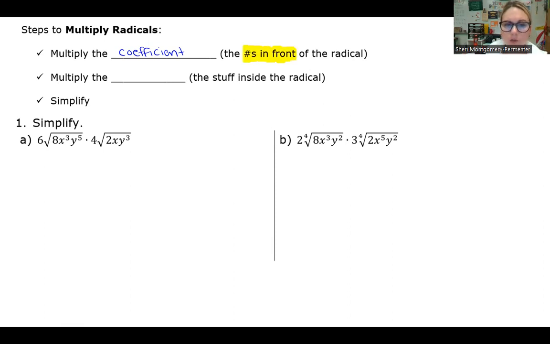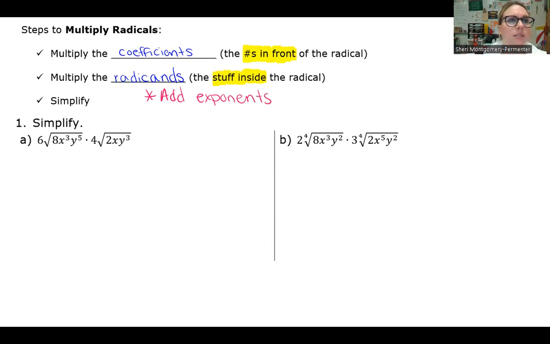And then you will also multiply the stuff inside. The name doesn't really matter, but it's called the radicand. You're going to multiply the coefficients, multiply the radicands. When you multiply the radicands, it's just the numbers inside. But we also need to remember what we just did, in that you add exponents.